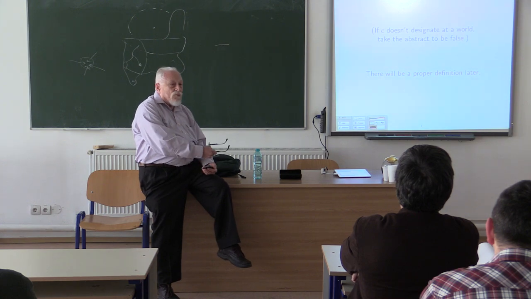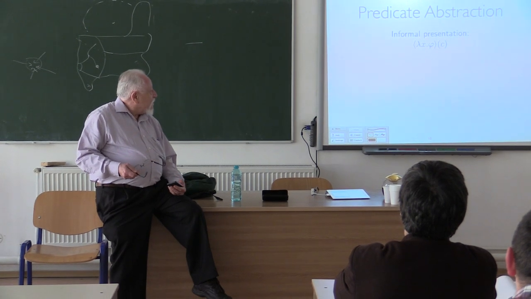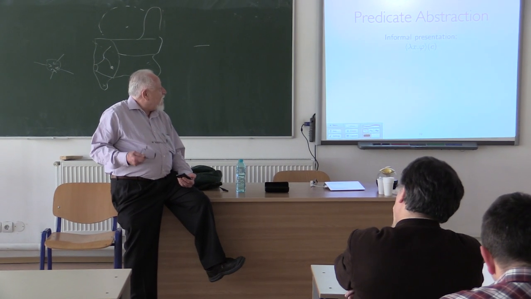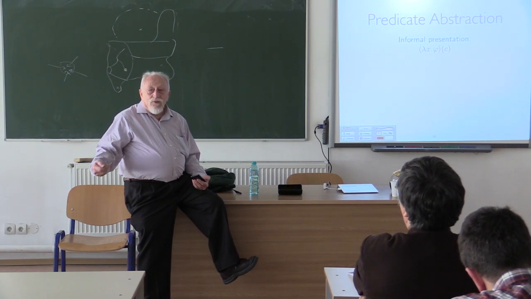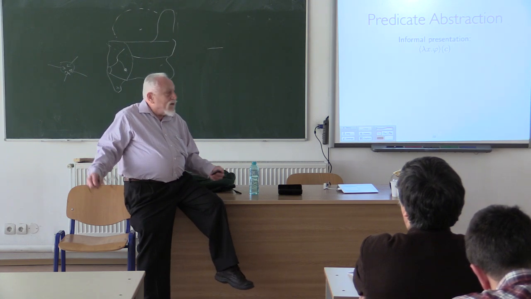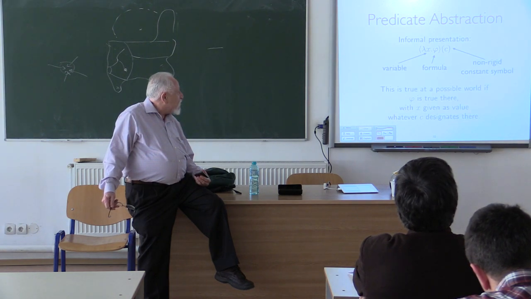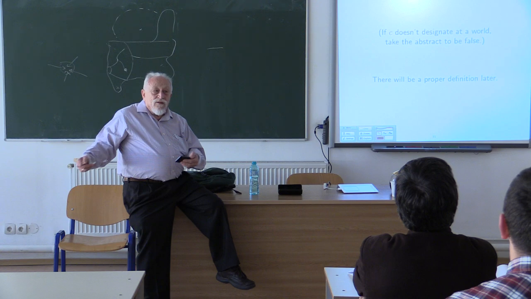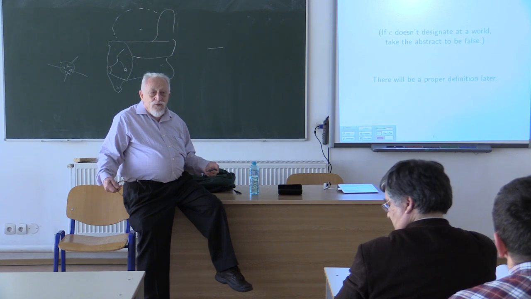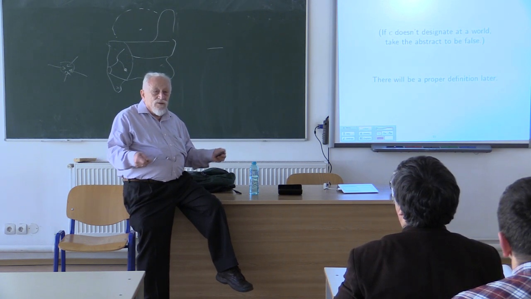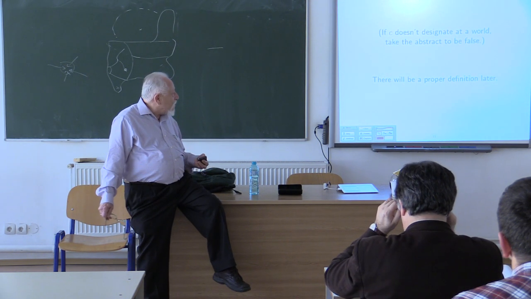If C doesn't designate at a world, we have to decide what to do, and we'll just take the abstract to be false. You're saying you can't assign a property to a thing if you don't have the thing. There are various ways of handling that. One plausible way is if C doesn't designate, the thing could have no truth value. But then you get into a multiple valued logic, and there are several of those, and there's no particular good reason for choosing one over another. So let's just say this is false if he doesn't.